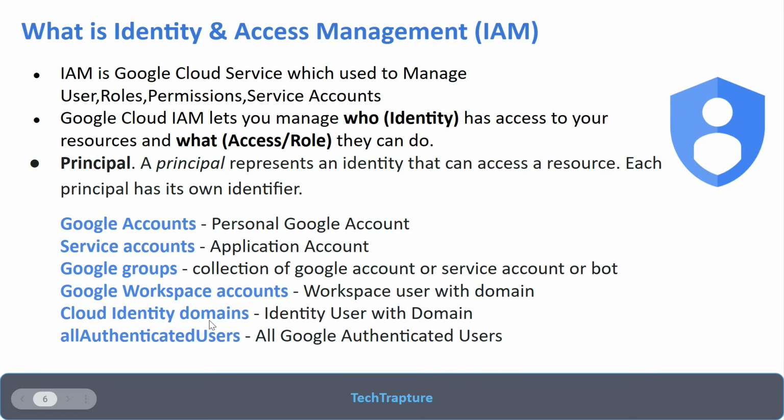Last is all authenticated users. Suppose you want to give access to all users who have a Gmail or a Google account, then you can simply use all authenticated users. It means, suppose you are creating a storage bucket and uploading one file, and you want to give access to that file to everyone who has a Google account across the world. You can simply put all authenticated users there and they will have access to that complete file.